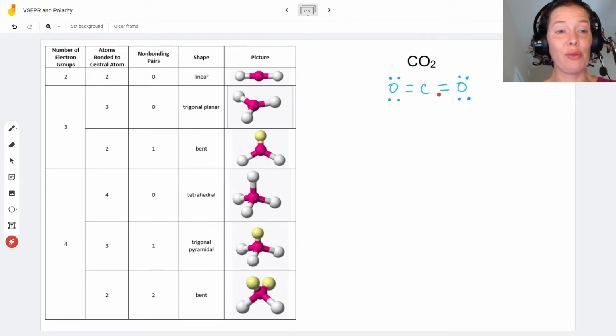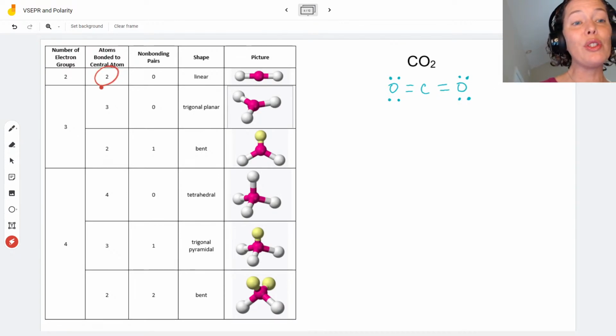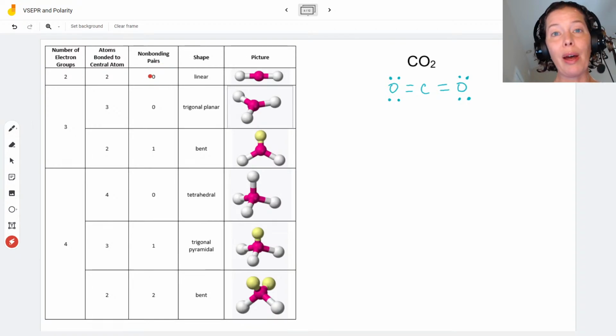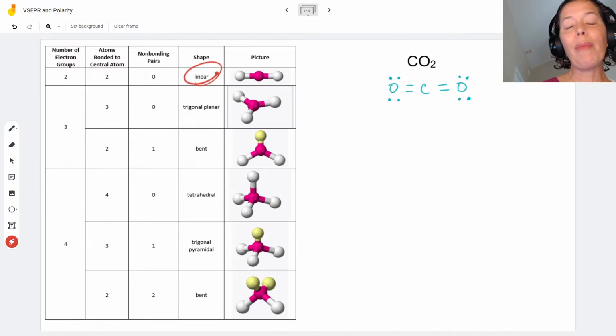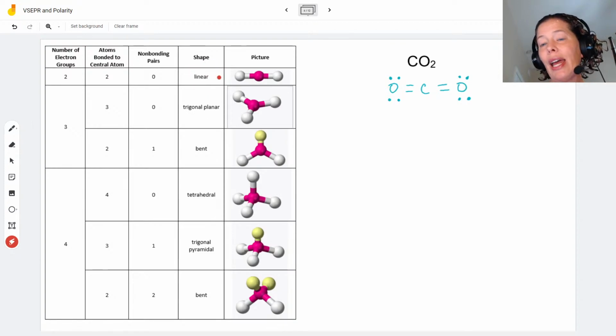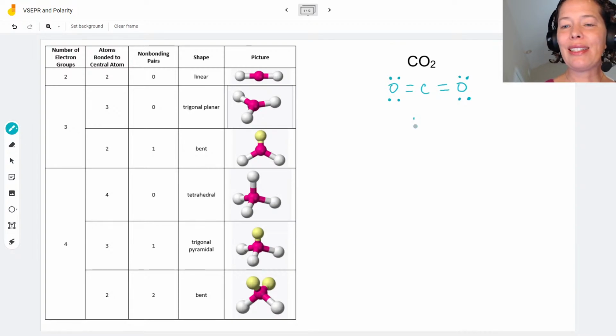The nice thing is that's just right at the top of my table. So I have 2 atoms bonded to my central atom. Again, it doesn't matter that it's a double bond. I have 0 non-bonding pairs, again, on my central atom. So my shape is linear. And I finally have drawn a Lewis structure that actually mimics what the 3D shape is. So this guy is just linear. I will label it as linear.